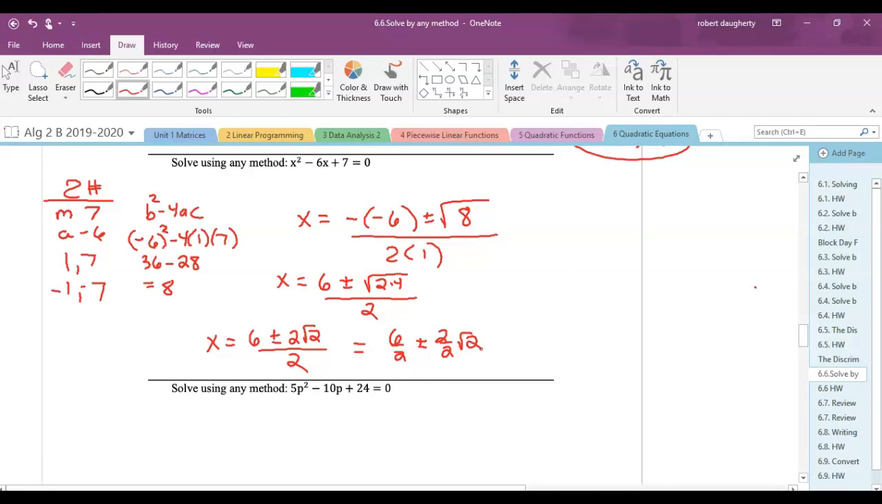So what does this simplify to? What's 6 over 2? 3. Plus or minus square root of 2. Those are my two solutions, okay?